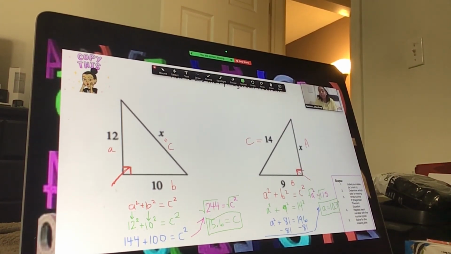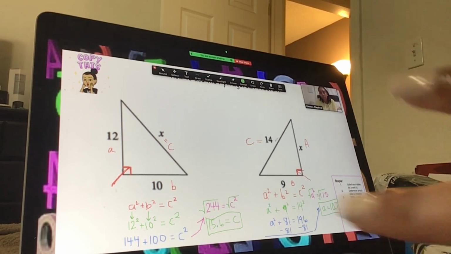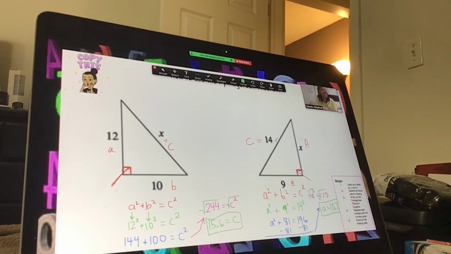And I can kind of baby check my work. I know that A and B should be smaller than C. And if I look here, 10.7 is smaller than 14. So I at least know I did something kind of right?